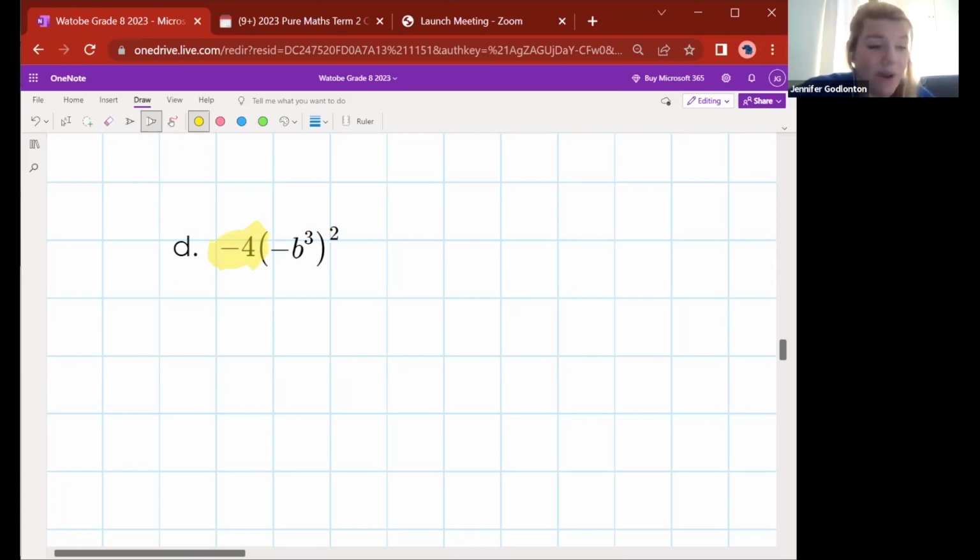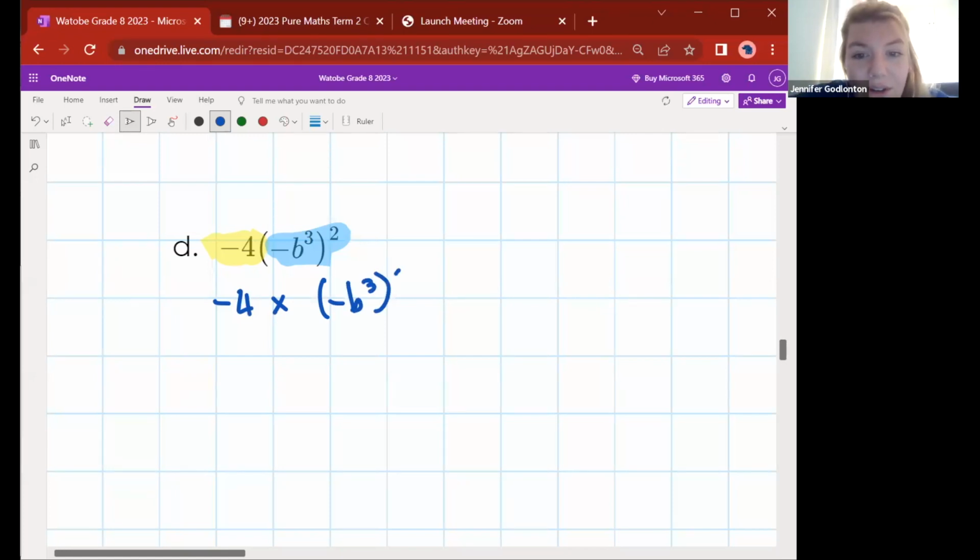So be careful because we have to take the logic we used from question B for that. And then for D, this part over here, we're going to use our logic from B, and this we're going to use our logic from C. So if I had to write this in a different way, I would have -4 times -b cubed, -b cubed. That would be another way of writing this. Just putting that there to help you.